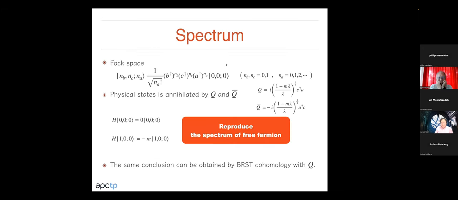But now let's talk about the spectrum. Usually you can consider the Fock space. Because it's bosonic, it's infinite dimensional. But you can demand that the physical state is annihilated by Q and Q bar, because this comes from the ambiguity. Using the BRS, the physical state should be invariant under this Q. And then the only states which are invariant are these two, and they exactly match the spectrum of the free fermion. Usually it's not the BRST cohomology because I demand that the state is annihilated by both Q and Q bar, but you can also demand the BRST cohomology with only Q, and then you can also obtain the same result.